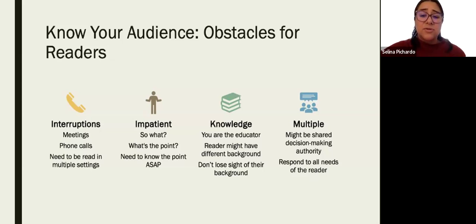And the fourth and final obstacle, most likely you're going to be writing, as I already said, for multiple readers. So there might be multiple decision makers, or you might have multiple readers who each are facing their own obstacle. You must respond and adapt to your readers.